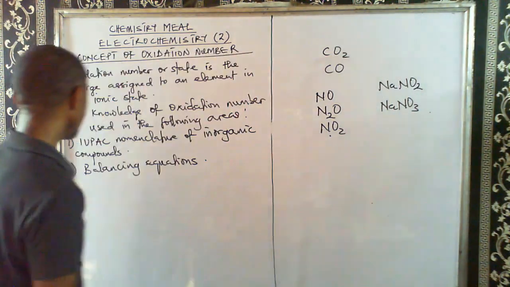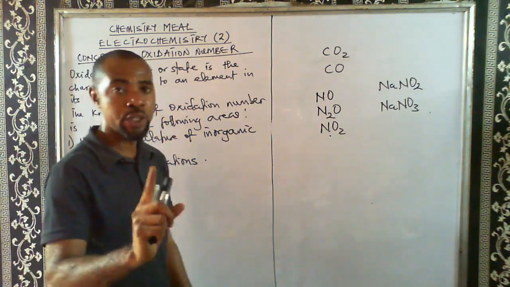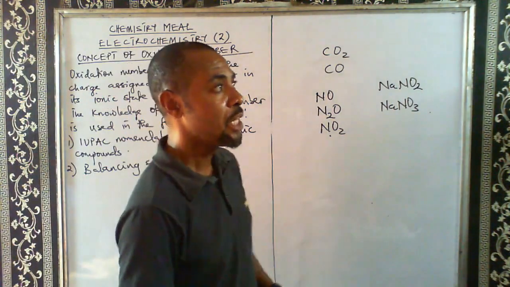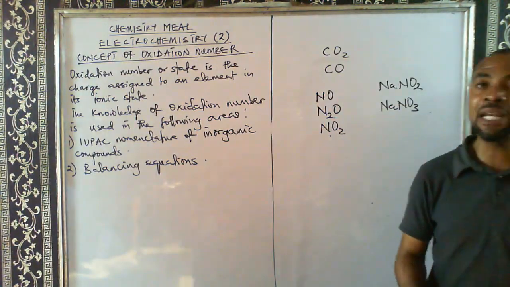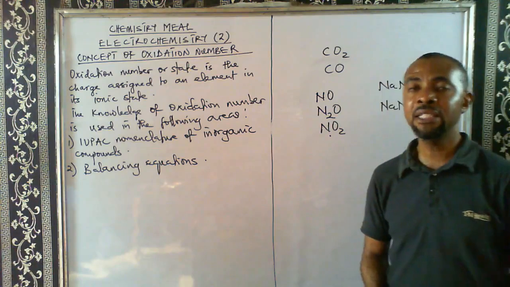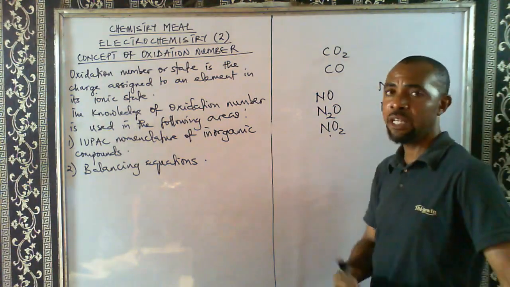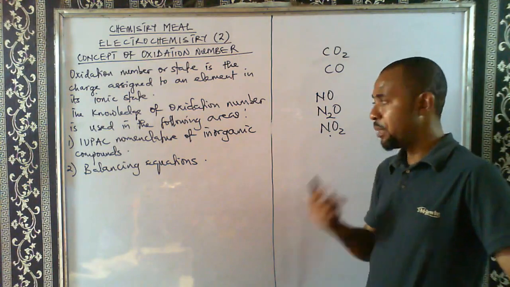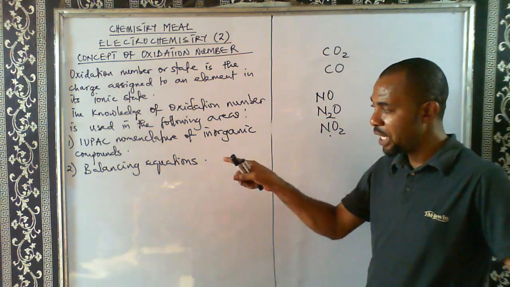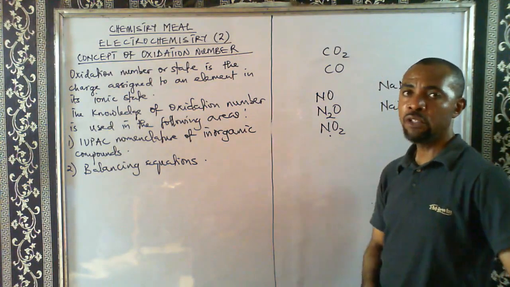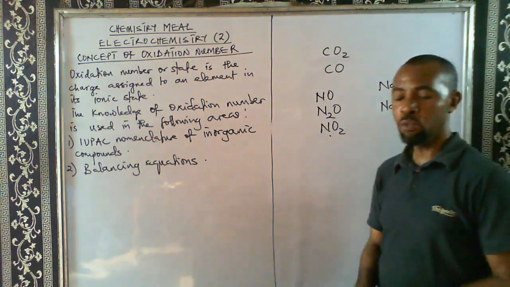Okay. Then the second one is balancing equations. When we come to redox reaction, we are going to see the importance of oxidation number in balancing equations, especially the ionic equations. Yes, all redox reactions are mainly ionic. You can put them in ionic form. They are usually ionic. So we are going to see how we can use the knowledge of oxidation numbers of elements in balancing equations.